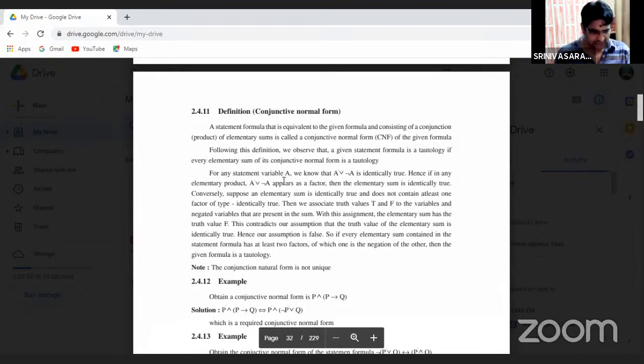Okay. Now, one of the statements is here. We take A as a statement variable, that is the proposition part. We know that now we have to express the conjunctive normal form through the elementary sum. Sum means the expression of the negation of the part.